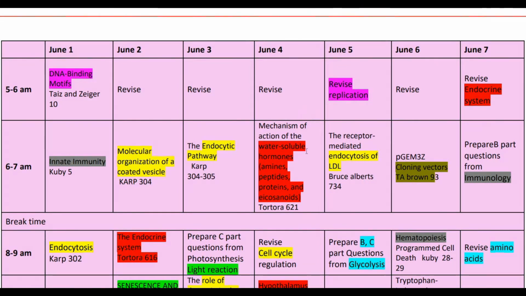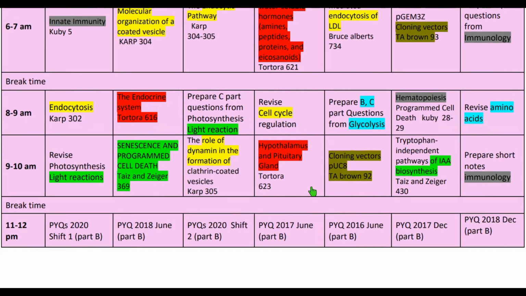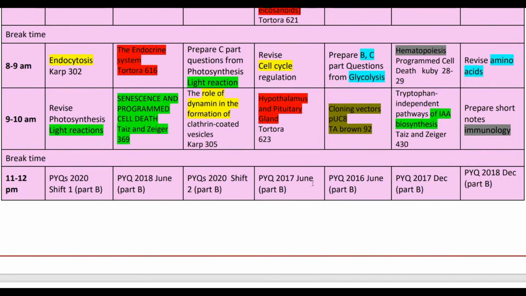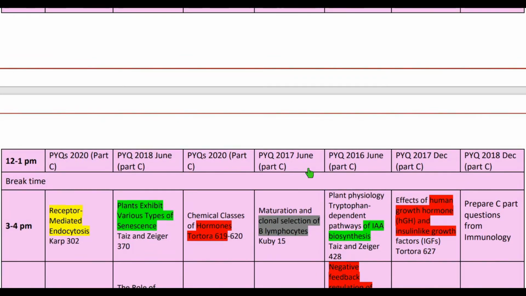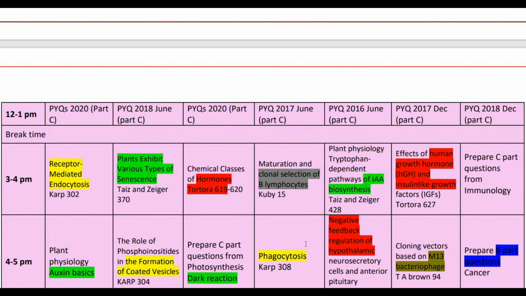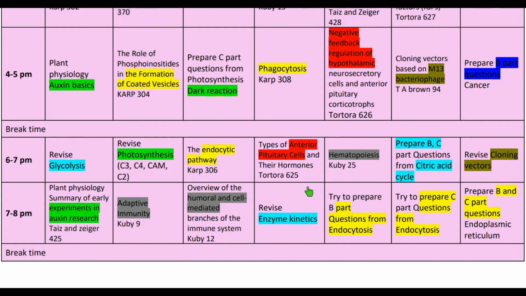Morning revise. 6 to 7 a.m., study mechanism of action of water-soluble hormones. 8 to 9 a.m., revise cell cycle regulation. 9 to 10 a.m., hypothalamus and pituitary gland. 11 to 12 p.m., previous year question papers 2017 June part B. 12 to 1 p.m., part C. 3 to 4 p.m., maturation and clonal selection of B lymphocytes. 4 to 5 p.m., phagocytosis. Which book to refer? Karp. 6 to 7 p.m., types of anterior pituitary cells and their hormones.